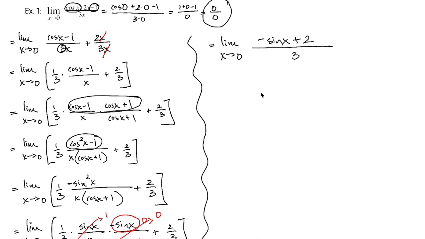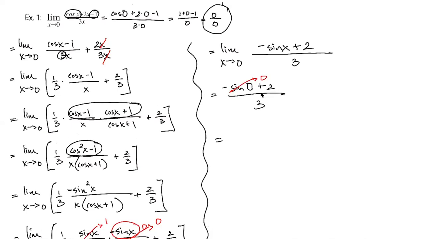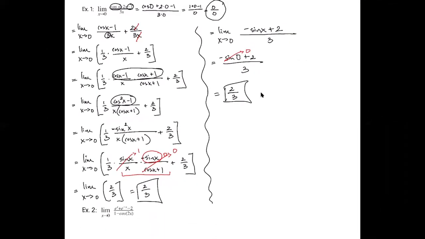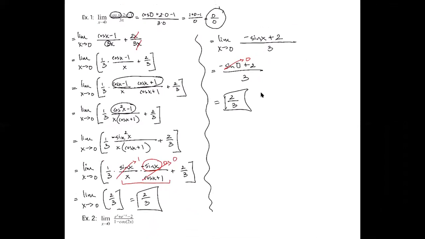Okay. So we tried L'Hopital's. We took the derivatives one time. Now we try plugging in the number again. So we get negative sine 0 plus 2 over 3. Sine of 0 is 0. So this goes to 0. And I end up with 2/3. Okay. So same answer that I got the long way, but in a different method.